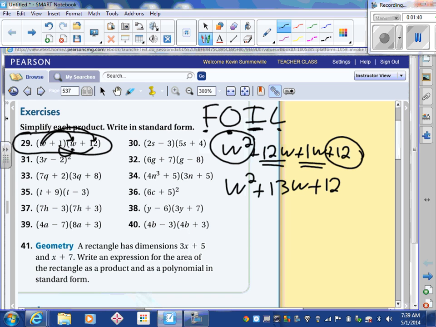So your final answer in standard form. Remember what I'm saying, standard form, because you're going to have a quiz test question about putting things in standard form. Is this in standard form? W squared. This is invisible 1. And then this has no letter at the end. So it goes from the highest exponent down to the lowest exponent. So my final answer, W squared plus 13W plus 12.